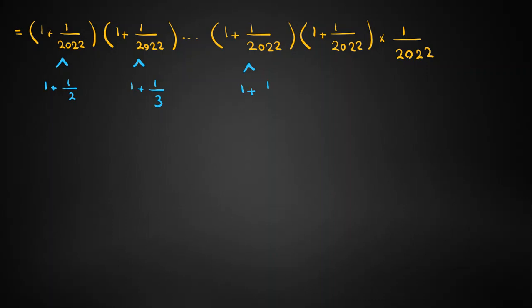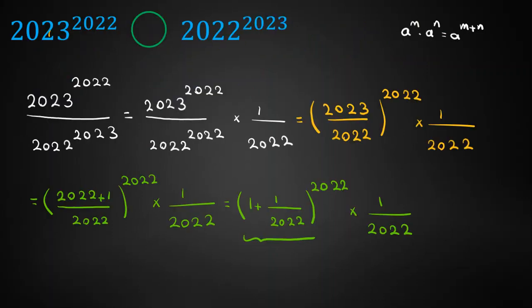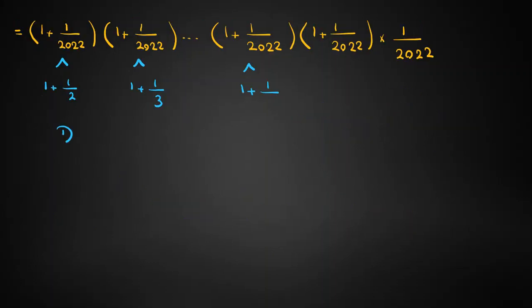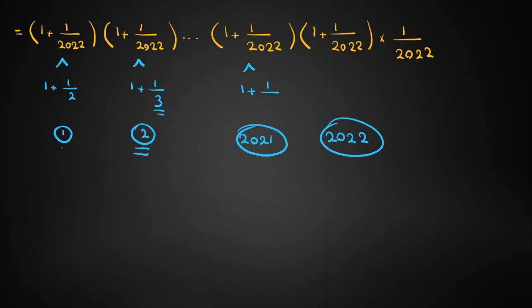This one will be 1 plus 1 over, how many brackets are there? 2022. So it is our first bracket, our second bracket, our 2021st bracket, and our 2022nd bracket. When it is 2, it is 3. When it is 1, it is 2. So when it is 2021, it is 2022. Before that, all of them are smaller, because here we've reached 2022, so this one is equal.